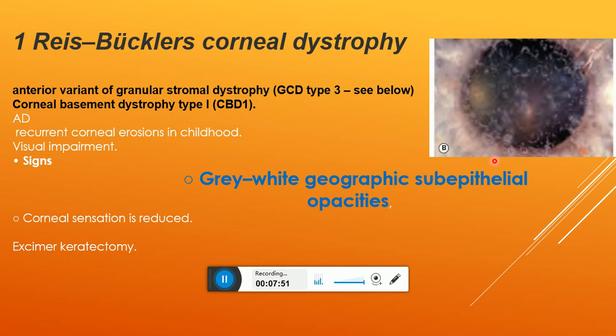For definitive distinction from Thiel-Behnke dystrophy, histopathology including electron microscopy may be required. Treatment is directed at the recurrent erosions. Excimer keratectomy achieves satisfactory control in some patients. So this is Reese-Buckler corneal dystrophy.